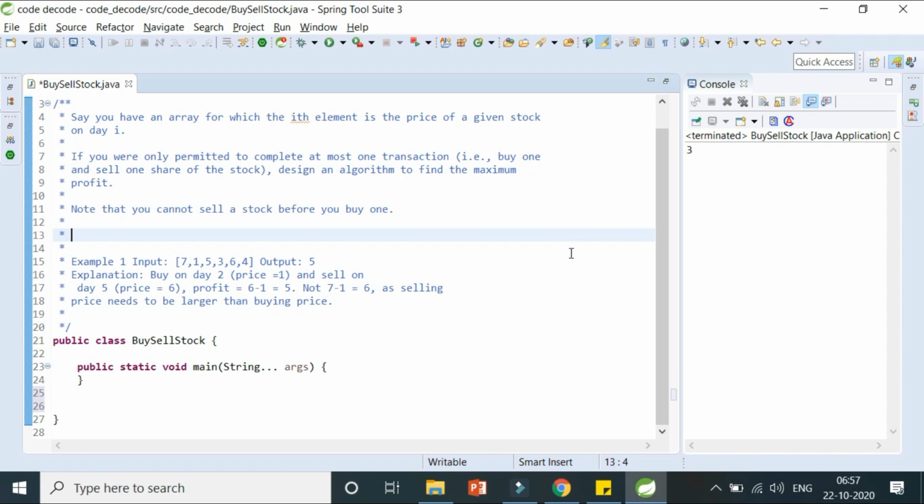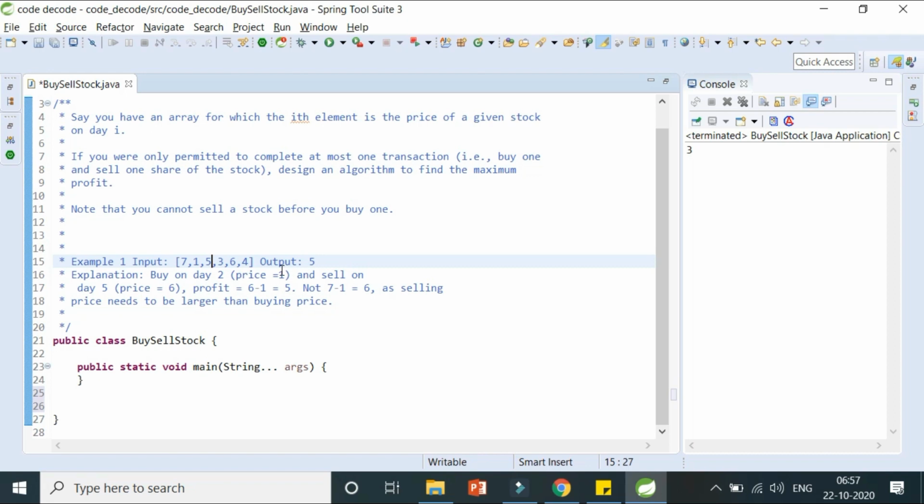For example, the 0th index is day 1, the first index is day 2, the second index is day 3 and so on, and the values at these indices are the prices of the stock. For example, on day 1 the price of the stock is 7 rupees, on day 2 the price is 1 rupee, on day 3 the price is 5 rupees and so on. So what we have to do is purchase the stock at its minimum price and sell the stock at its maximum price in order to gain the maximum profit.